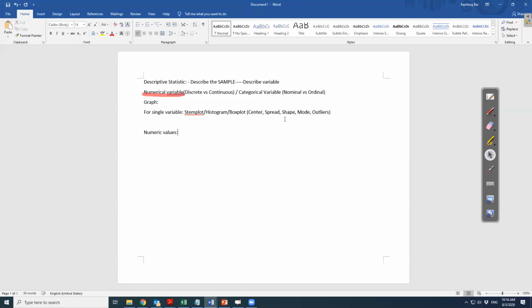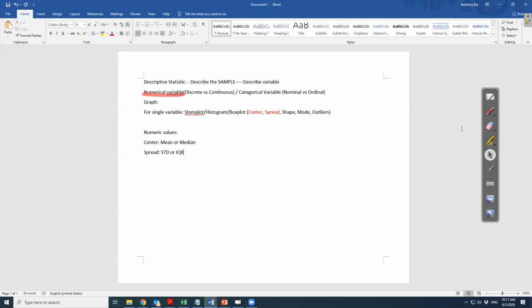Out of these 5 common features, 2 of them are very, very important: center and spread. When you describe any data set, you always describe the center and spread. So in the class, we focus on how to calculate the center and the spread, right? For center, we use mean or median. And for spread, we use standard deviation or interquartile range.